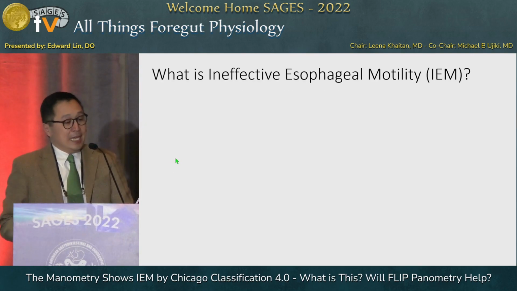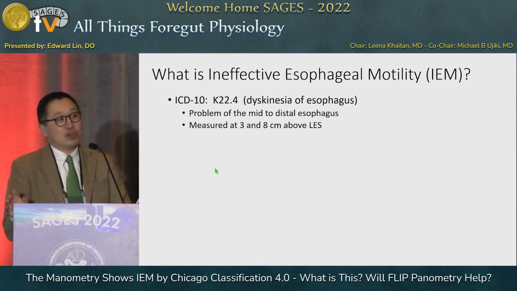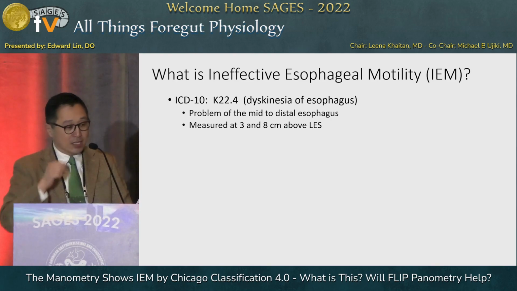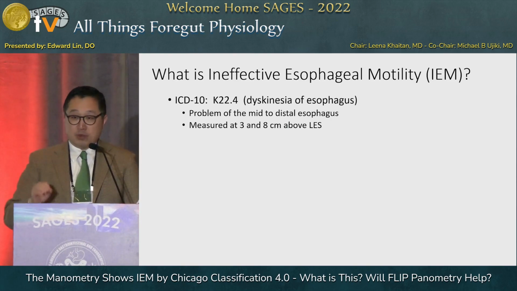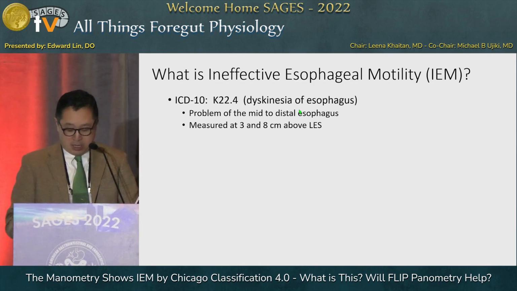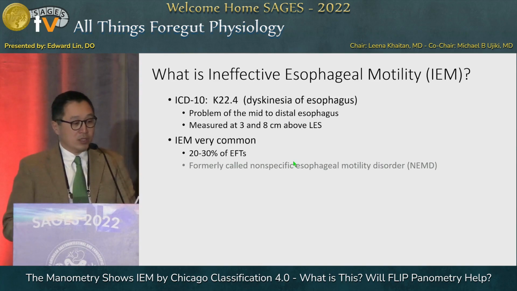All right, so what is IEM? Well, there's an ICD code for it. It still uses an old term, dyskinesia of the esophagus. It's a problem of the distal esophagus. It's typically measured between 3 and 8 centimeters above the lower esophageal sphincter. It doesn't do anything for the upper portion of the esophagus.